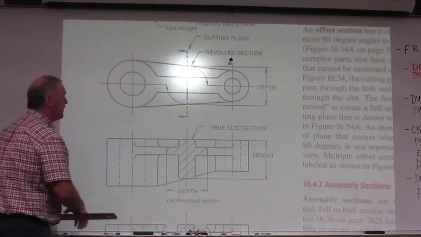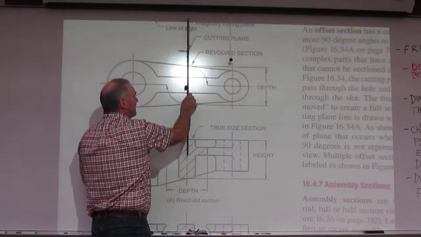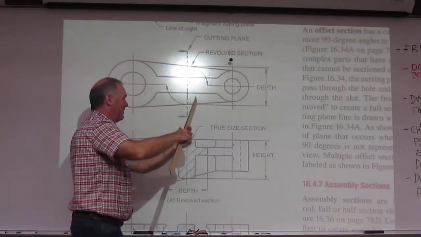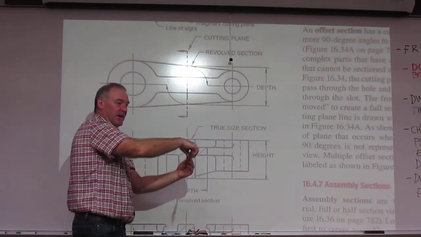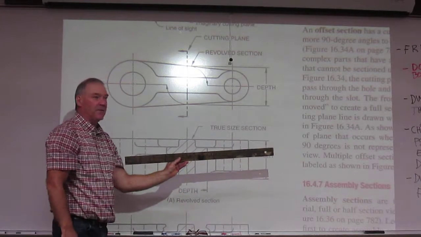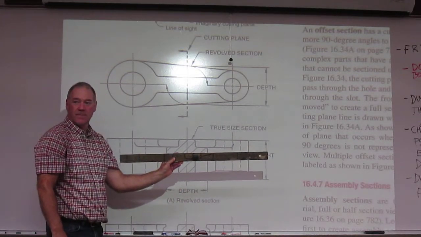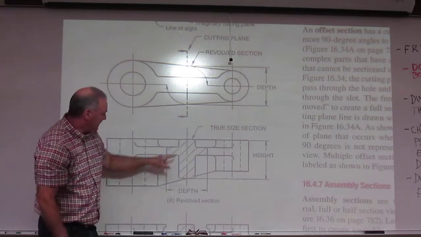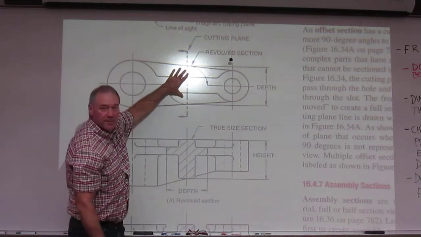I'll come into the object, take that thin slice right here, take it to this location, and then rotate it 90 degrees so I can see it. That's what's going on. This is the shape of this arm.